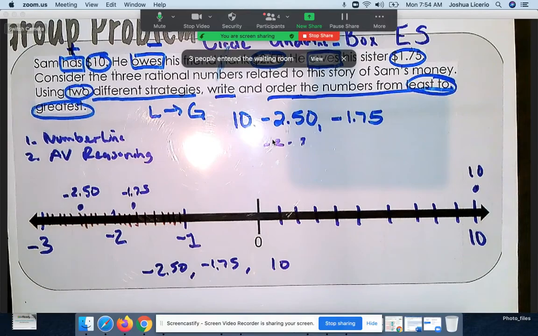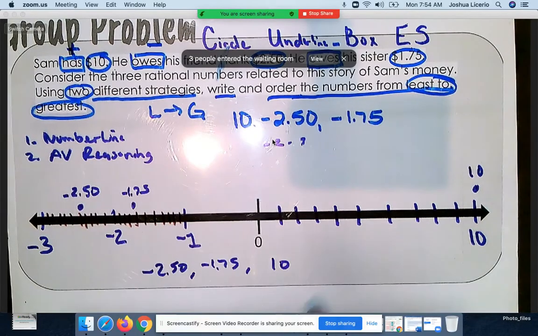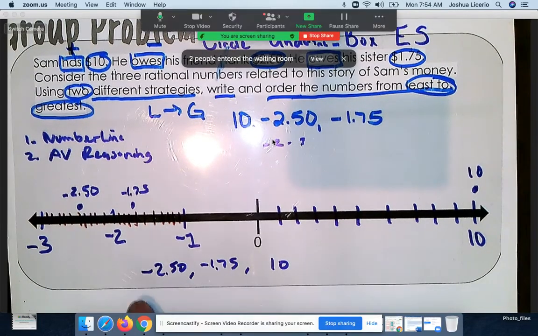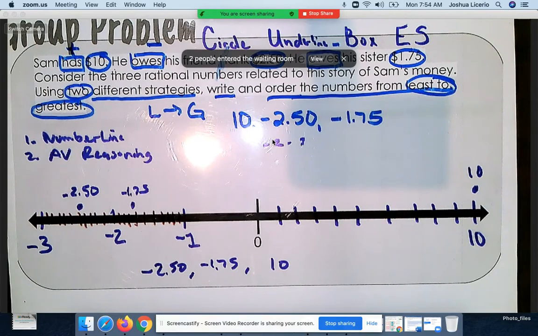Now, the second part of this is using absolute value reasoning, right? What I did just right there is go ahead and use my number line to help me order them. By seeing where they fall on the number line and seeing where they are compared to each other made it much easier. But for absolute value reasoning, I need to look at their absolute values.